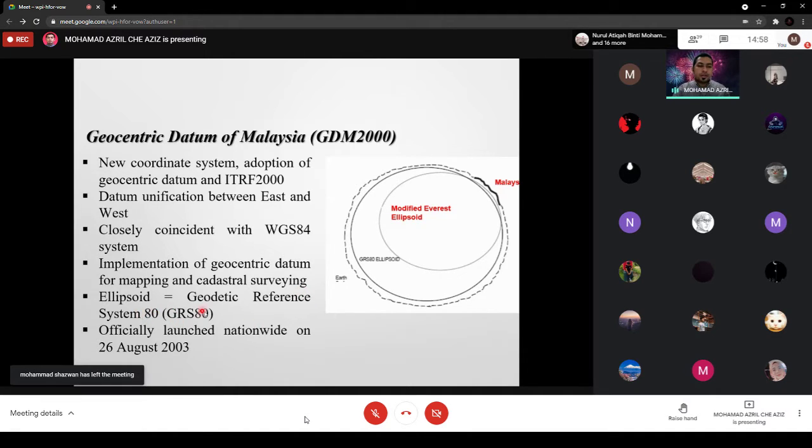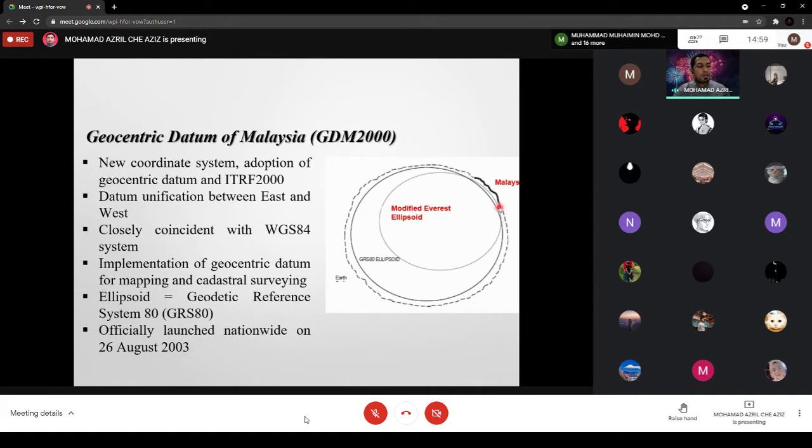Okay, for the ellipsoid, it will refer to the Geodetic Reference System 80, GRS80. If you look at the previous one, MRT 68, it will refer to the ellipsoid we call a modified Everest. And then GDM 2000 was officially launched nationwide on 26 August 2003. So it has already been launched and used since 2003.